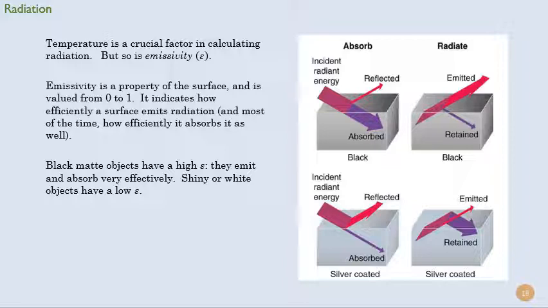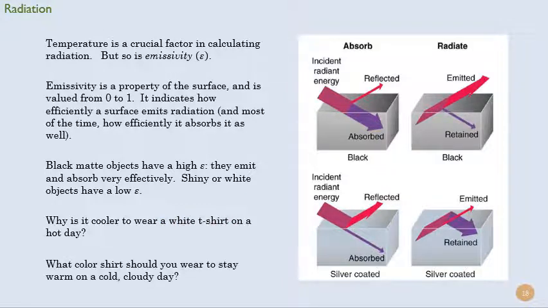But when you're wearing a black t-shirt in the middle of summer, any of the radiation that hits it, that is all that solar radiation, gets absorbed by that t-shirt, which is why it feels better to wear a white t-shirt on a hot day. So what color do you wear when it's a cold and cloudy day and you want to stay warm?